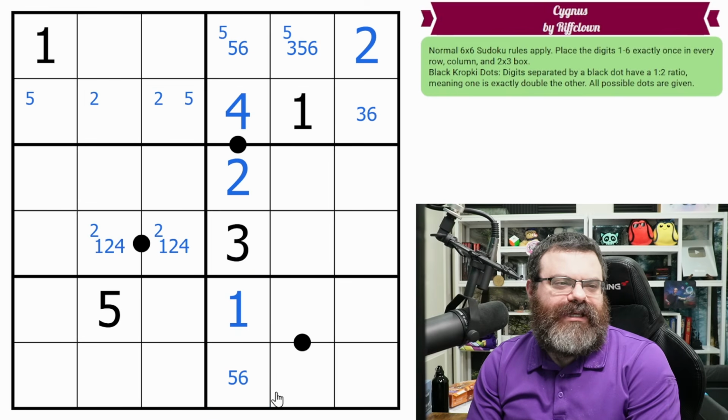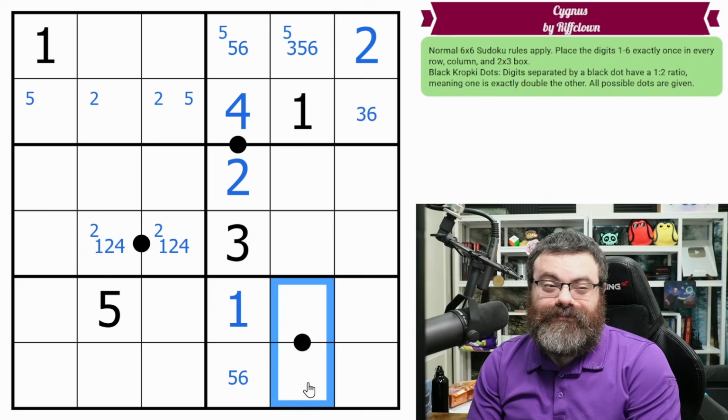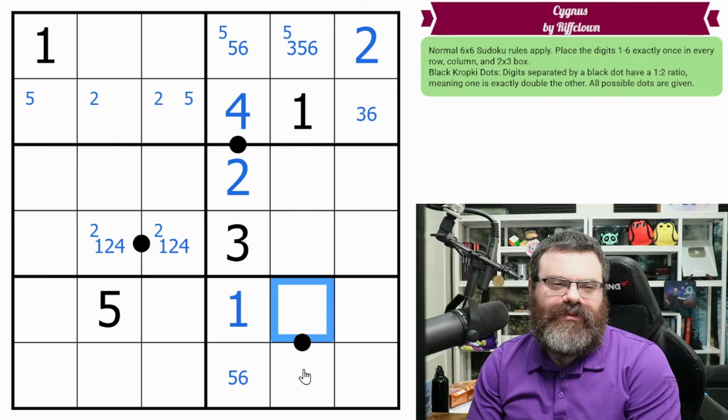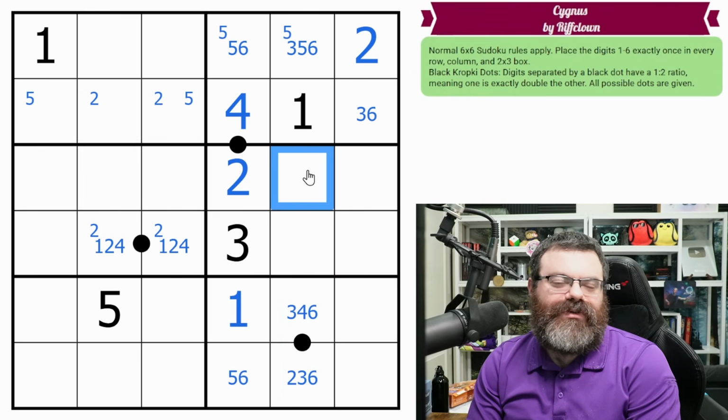Leaving 5, 6 behind. Okay, so this black dot doesn't have a 1 on it. So it's 2, 4, or 3, 6. If it was 2, 4, this can't be the 2 because it would be next to a 1. So that's 2, 4, and then 3, 6 seems to be possible either way, as far as I can tell. 2 can't be next to the 4 here. This can't be 6.